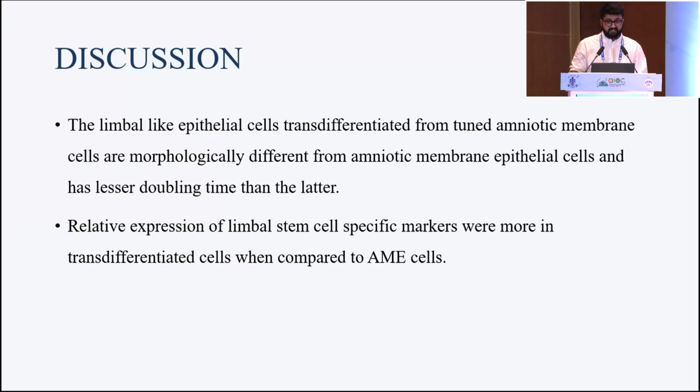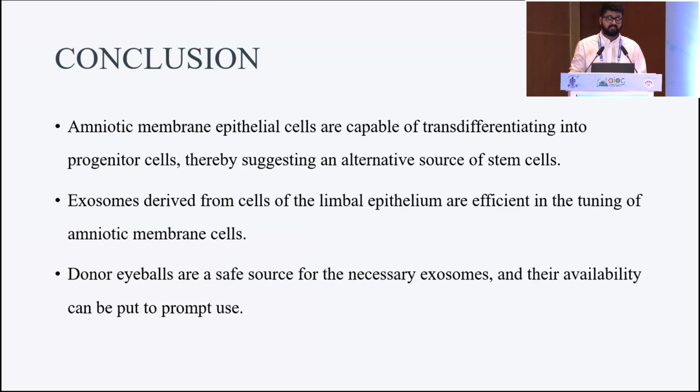The limbal epithelial-like cells transdifferentiated from tuned amniotic membrane cells are morphologically different from the amniotic membrane cells and have lesser doubling time than the latter. Relative expression of limbal stem cell markers is more in the transdifferentiated cells when compared to AME cells. The amniotic membrane epithelial cells are capable of transdifferentiating into progenitor cells, thereby suggesting an alternative source of stem cells. Also, the exosomes derived from cells of limbal epithelium are efficient in the tuning of amniotic membrane cells.